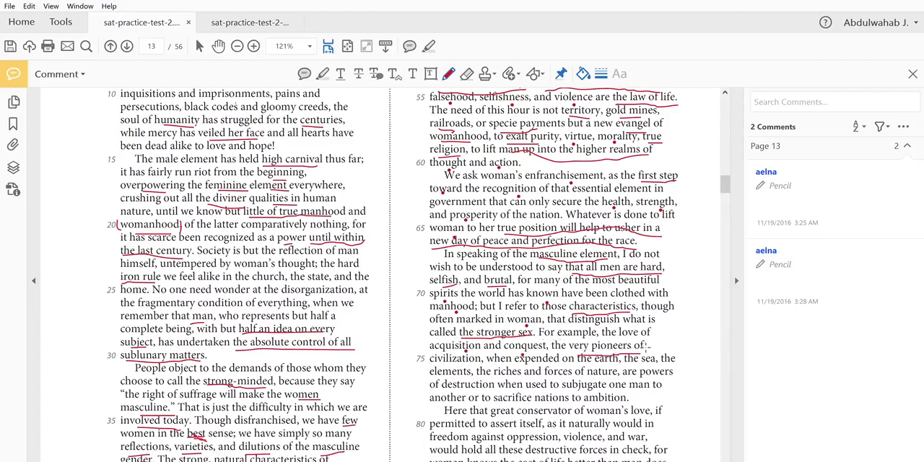The very pioneers of civilization, when expended on the earth, when they take their effects on the earth, the sea, the elements, the riches and forces of nature, are powers of destruction.